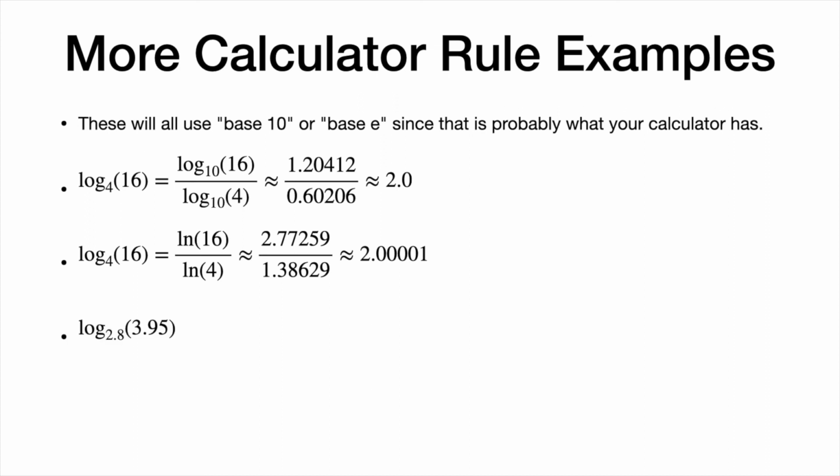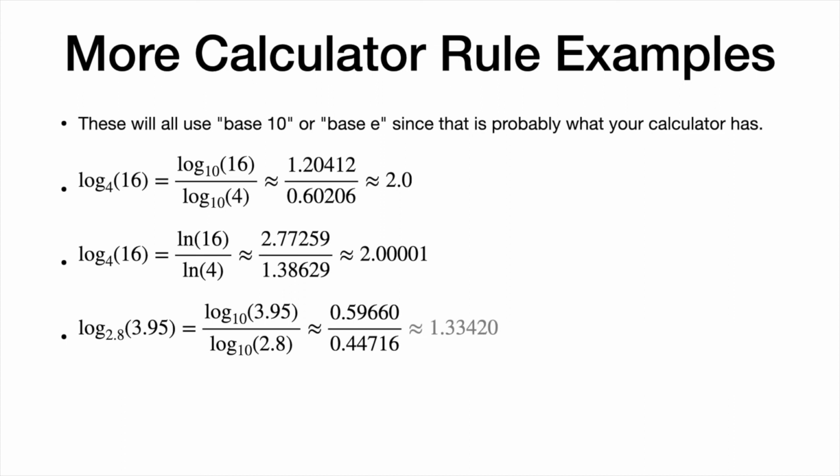So another one is log base 2.8 of 3.95. Again, we can use anything we want as the base, so we'll convert that with a log base 10. We do log base 10 of 3.95 and log base 10 of 2.8. That gives us 0.59660 divided by 0.44716. And that gives us a result of 1.33420.